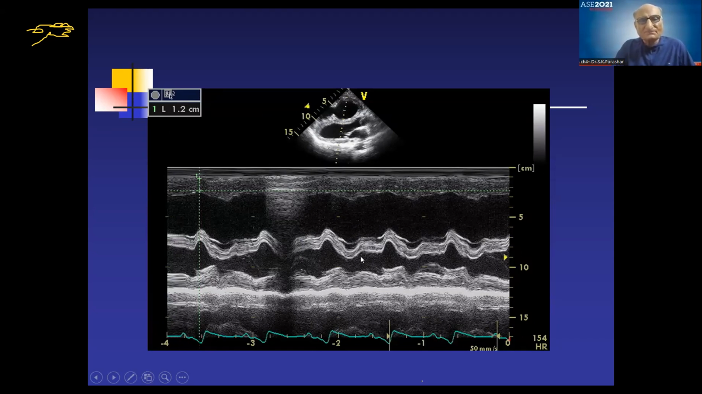Now, this is known as a paradoxical motion also, because here the diastole starts here, and here the diastole is here. Here is systole, and systole is delayed. So it is very difficult to measure. So this is an out of phase motion of the IVS. Normally they move in the same phase, but you see here diastole is here, and here it is here. And systole is also delayed.